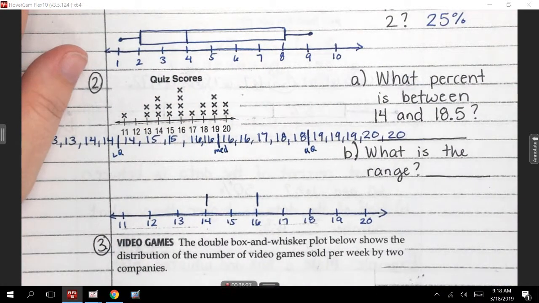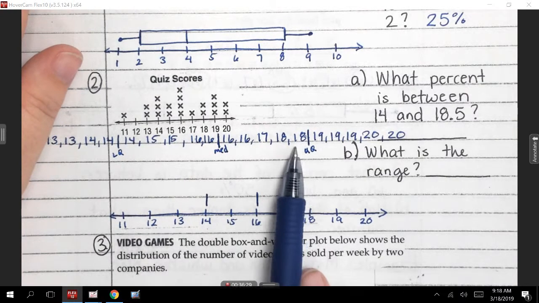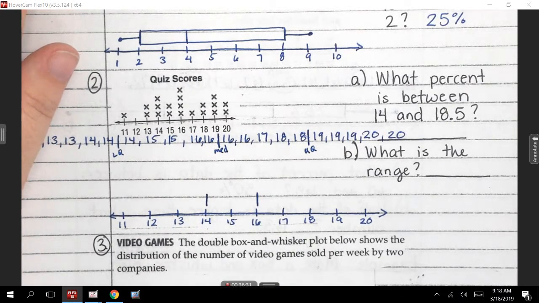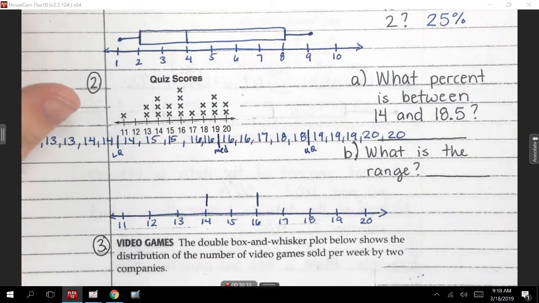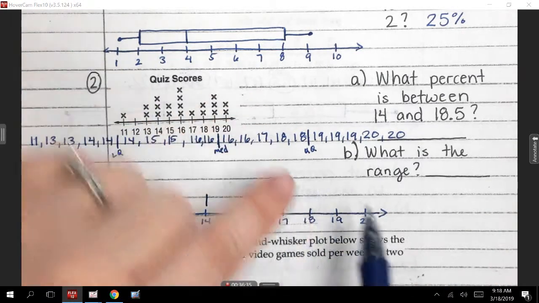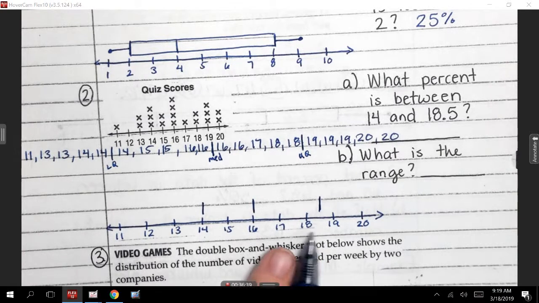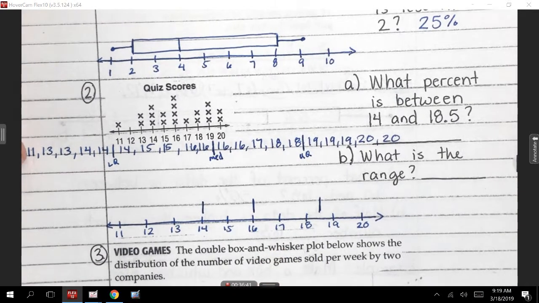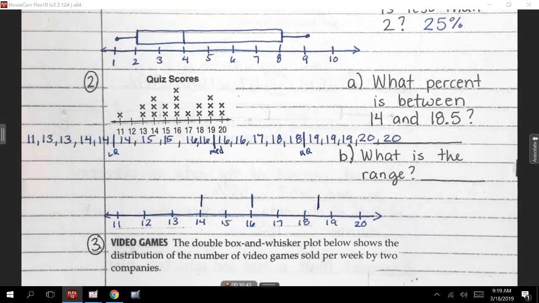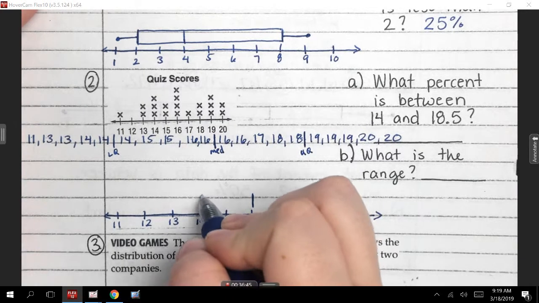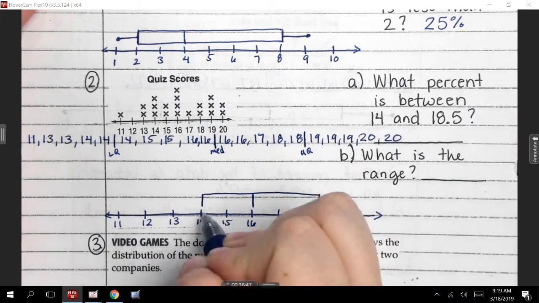Make sure you have all your numbers listed. What number is between 18 and 19? 18.5 or 18 and a half. Guys, if my UQ is between 18 and 19, I'm going to draw my line between 18 and 19. Do y'all see that? Kind of cool how that worked out. Looks the same, okay? Let's connect that for our box.